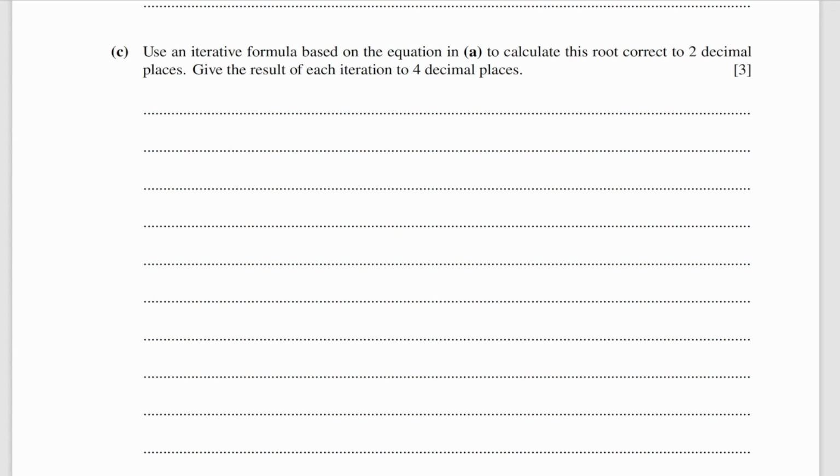Question C is about the iterative formula, and that formula is going to be x_(n+1) equals 3 over 4 sine x_n plus pi over 2. Now let's draw the table of values: x_n and x_(n+1).